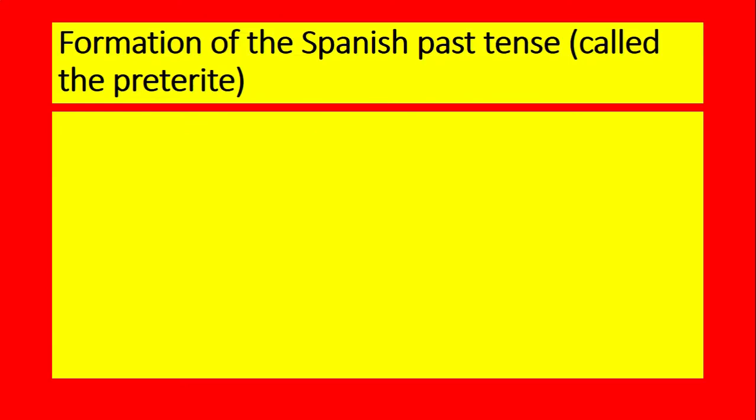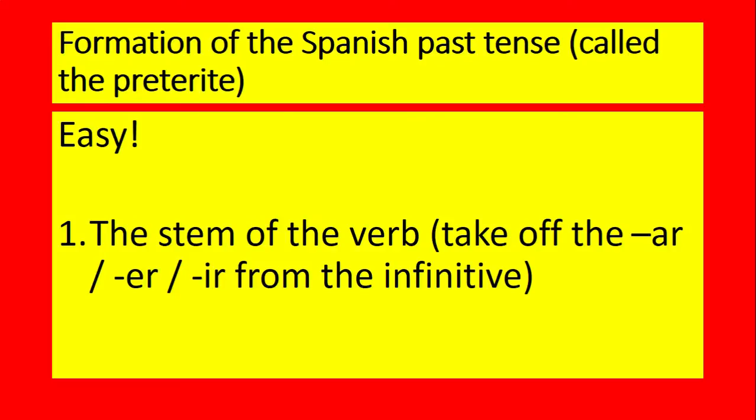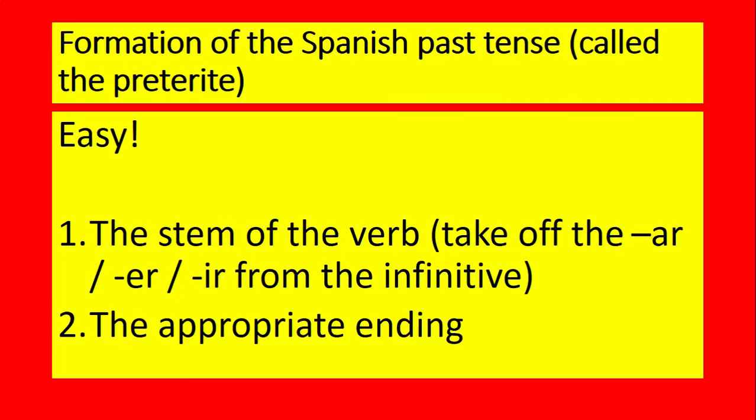This tense is often called the preterite tense, and this is how it's formed in Spanish. It's really easy. All you have to do, first of all, find the stem of the verb. So take off the AR or the ER or the IR from the infinitive, that's the dictionary form of the verb, and then number 2, stick on the appropriate ending.